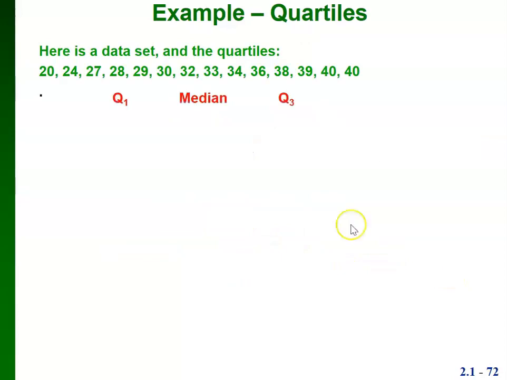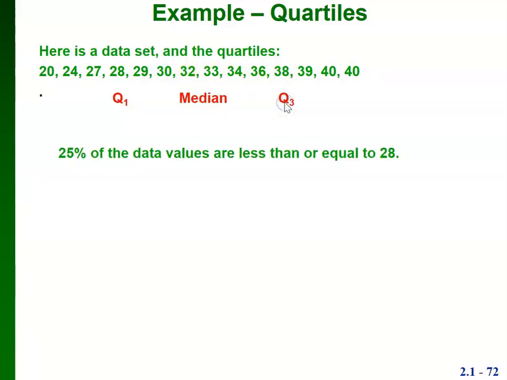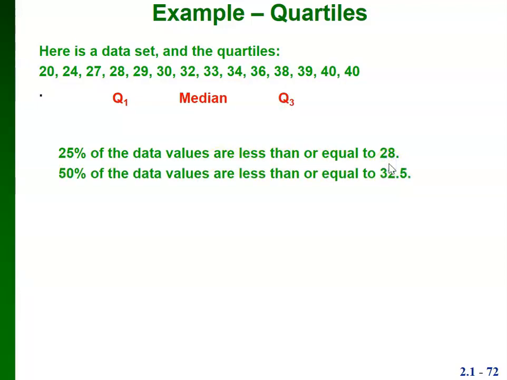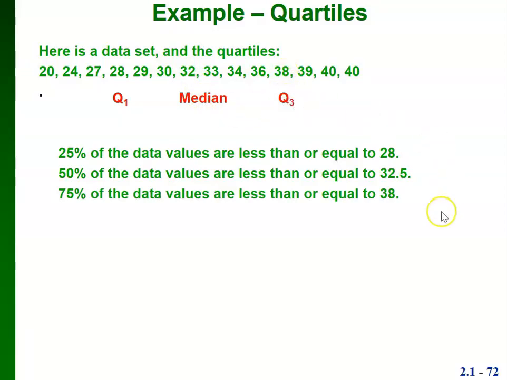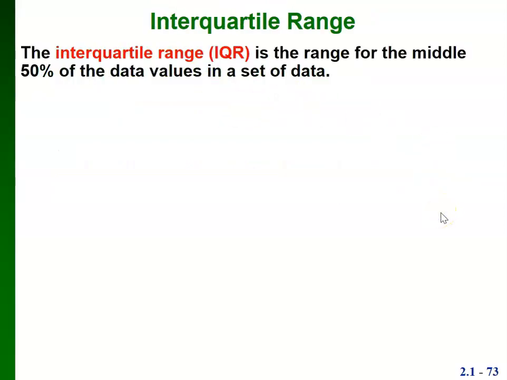Here's a data set, and if we figured out the quartiles, the Q1 is 28, the median is halfway between 32 and 33, and Q3 is 38. 25% of the data values are less than or equal to 28, that's Q1. 50% of the data values are less than or equal to 32.5, which is the median. And 75% of the data values are less than or equal to 38, since that's our third quartile.